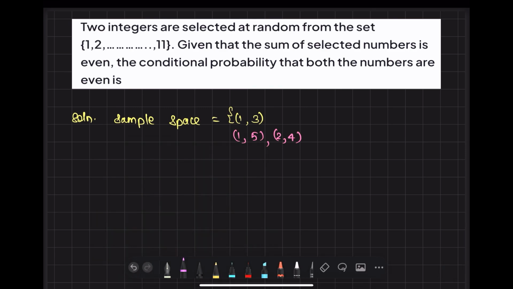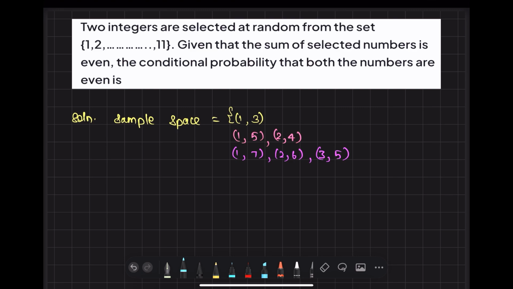Now we have 8. So 8 can be done by using 1 and 7. Then we have 2 and 6. Then we have 3 and 5. Then we have 4 and 4. That is not allowed. That is restricted. So you cannot go with this idea. Now 8 is done.